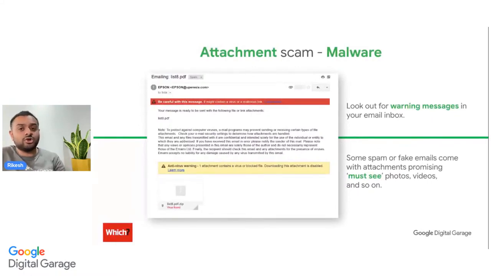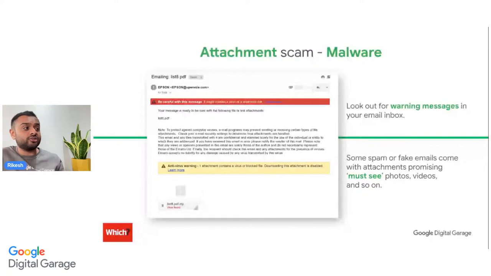So this is a screenshot of an email on Gmail, where Gmail is flagging to us, saying, be careful with this message in the red banner. It might contain a virus or a malicious link. That's the first warning sign there. And then you've also got a second one which says antivirus warning. So it's got another flag there for you to really evaluate: do I want to be downloading this file as well?